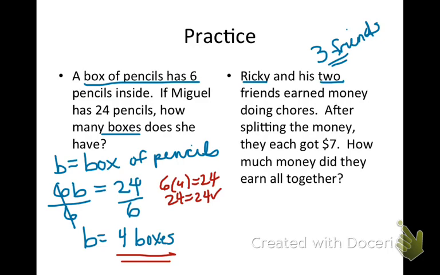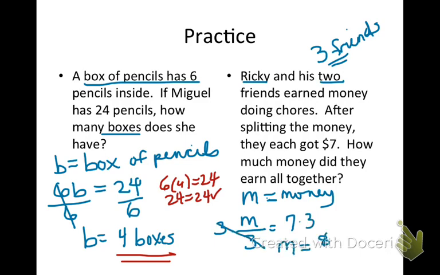So we don't know the total amount of money, the money they're splitting for the chores. But we know that it's being divided by 3 people evenly. So the money divided by 3 people evenly is going to equal $7. To undo dividing by 3, you multiply both sides by 3. So the amount of money they split is $21. Again, to be sure, check your answer. You can take 21 divided by 3, and it must equal 7. Since it does, you know that you are right.